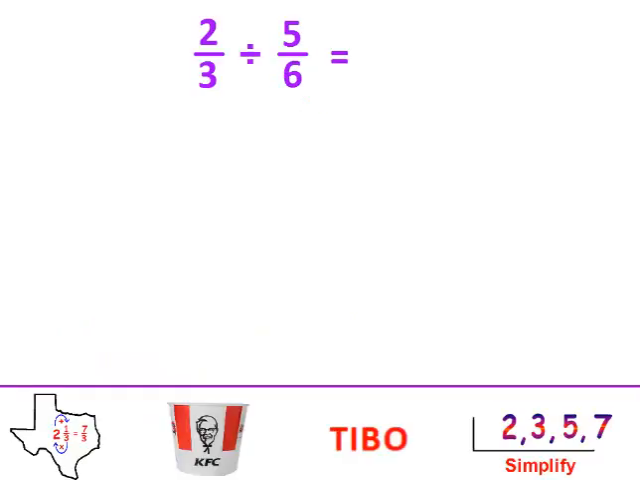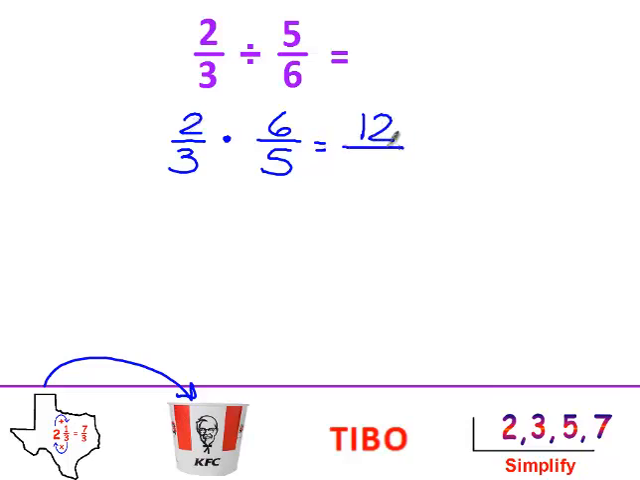Both of these fractions are already in fraction form. There are no mixed numbers. So I'm going to go straight to the next step. I'm going to Kentucky Fried Chicken. I'm going to keep, I'm going to flip, and I'm going to change. And now it's a multiplication problem. 2 times 6 is 12. 3 times 5 is 15.